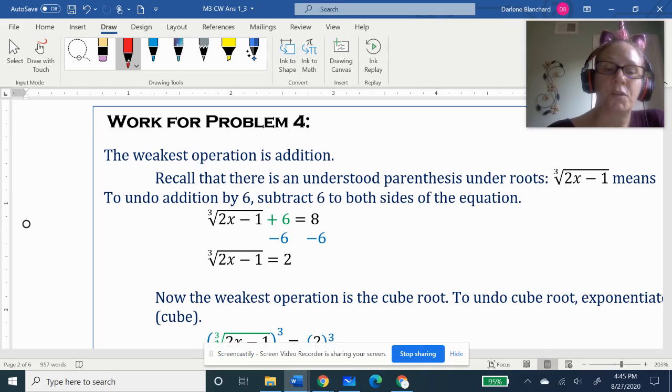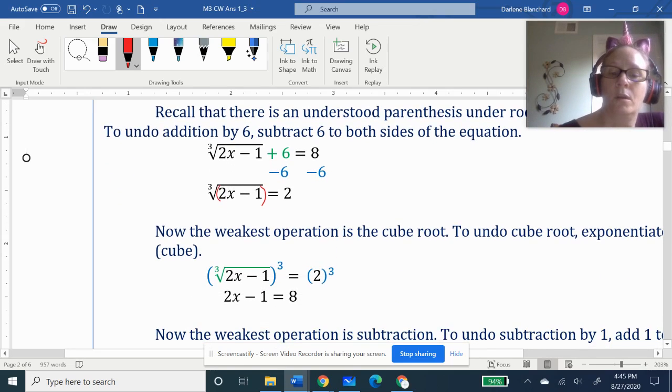So I subtract 6 from both sides to get 2, and then I stop and I look at what is now the weakest operation. So now the cube root is weakest because other than that, everything is understood to be in a parentheses. So the opposite of cube root is to cube both sides of the equation. And so 2 cubed is 2 multiplied 3 times, and you're going to get 8.